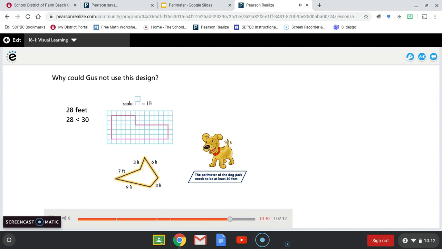Why could Gus not use this design? Well, remember, he can't use this design because when you add up all these sides, 7 plus 3 is 10. 10 plus 6 is 16. 16 plus 3 is 19. And 19 plus 9 is 28. When you add up all of these sides, because that's how we find the perimeter, it equals 28 feet. And we needed the perimeter of the dog park fence to be at least 30. 28 feet is less than 30. Gus needs at least 30 feet of fence for the perimeter of the dog park.